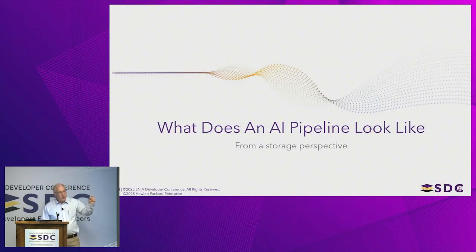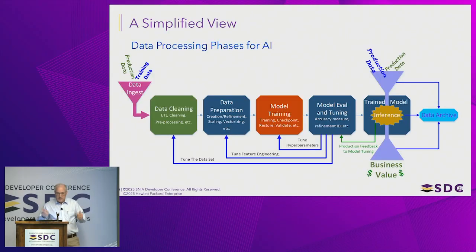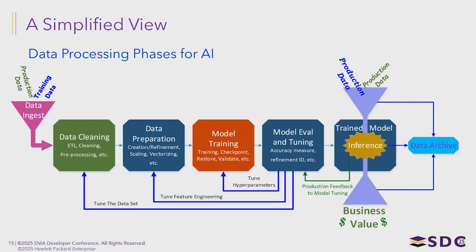Now, this is going to be from a storage perspective. Most presentations that you'll probably see tend to be coming from a compute perspective or from a GPU perspective. And some of the phases that I'm going to break out here get gathered up into one. But this is how I've broken it up as a simplified view of the data processing phases for AI. And I'll try and use this diagram as we go through the presentation to give you an idea where we are talking about things. Super simplified here. You've got your data ingest comes in, you go into data cleaning, it goes into data preparation, to model training, model eval tuning.